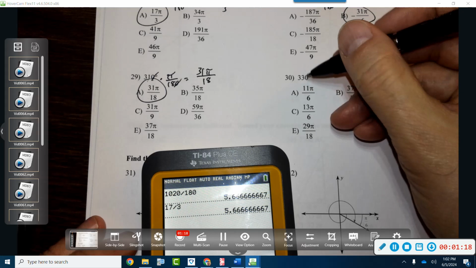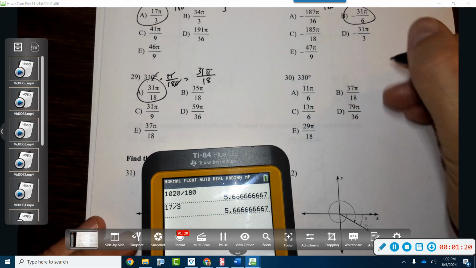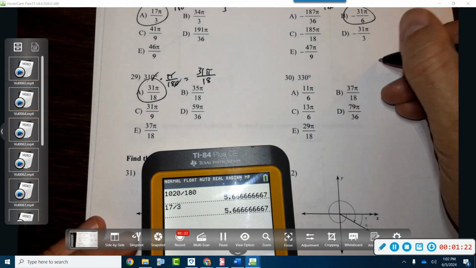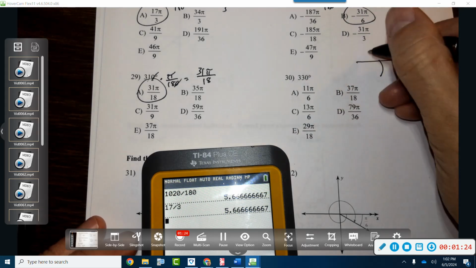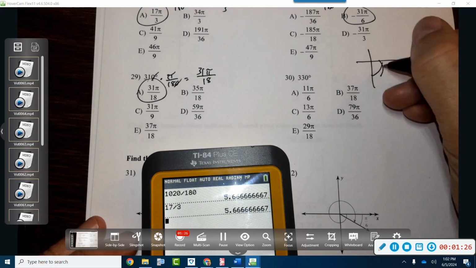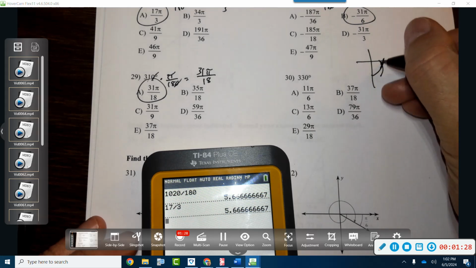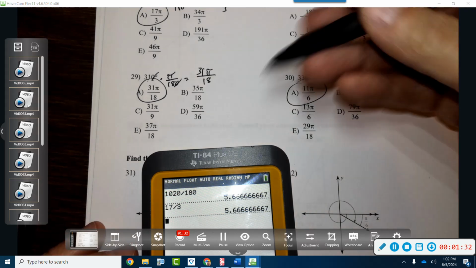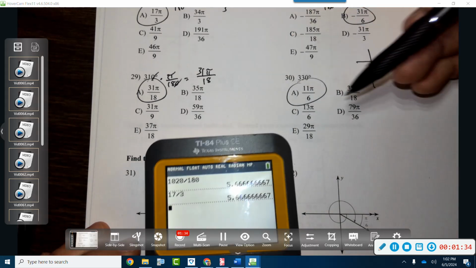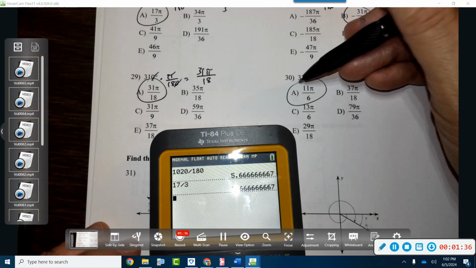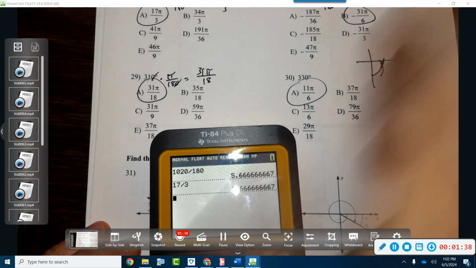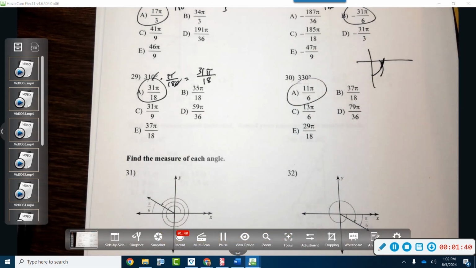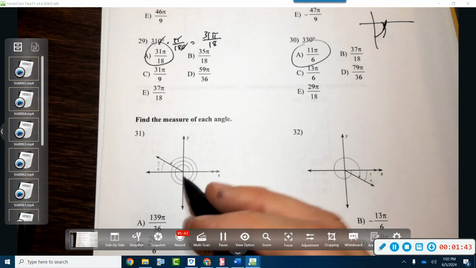330, actually, you could probably do that mentally. That's 30 degrees off of this, so that means that's 11 pi over 6. So if you had the unit circle kind of immediately in mind, it's a nice little conversion quickly. Okay. All right, what's this guy?